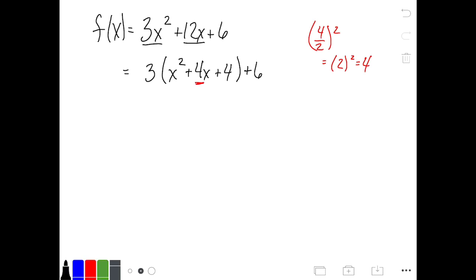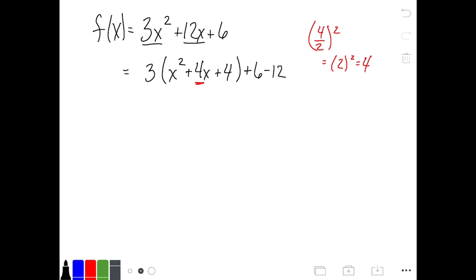But again, be very careful here. I did not just add 4 to this side. Just like on the last problem, that negative impacted my answer. The 3 outside is going to impact my answer. So I have 4 times 3, which is 12. I'm really adding 12 to this side of the equation. So since I'm adding 12 to this side, I have to subtract 12.